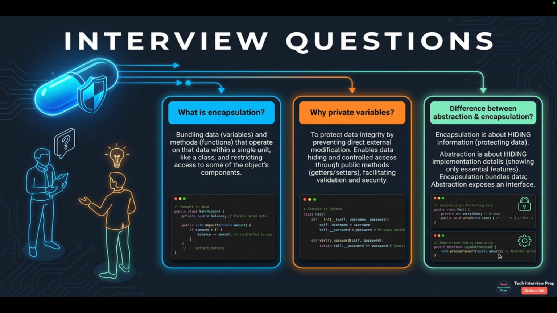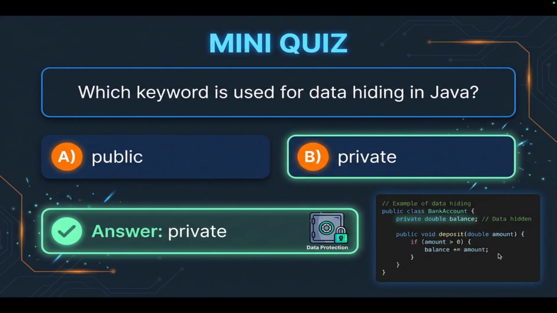Some interview questions. What is encapsulation? Why do we use private variables? What is the difference between abstraction and encapsulation? If you master today's topic, you can easily answer these questions. So, which keyword is used for data hiding in Java? Option A public, option B private. The correct answer is private.